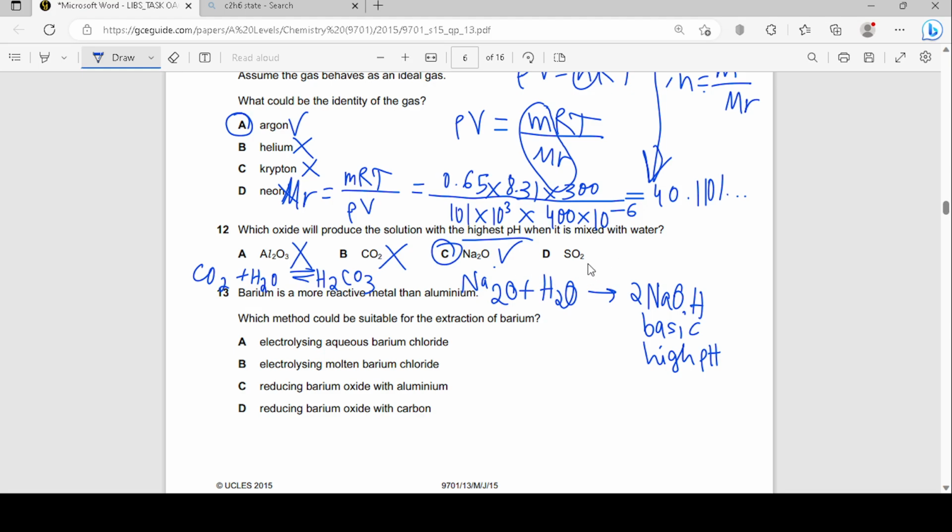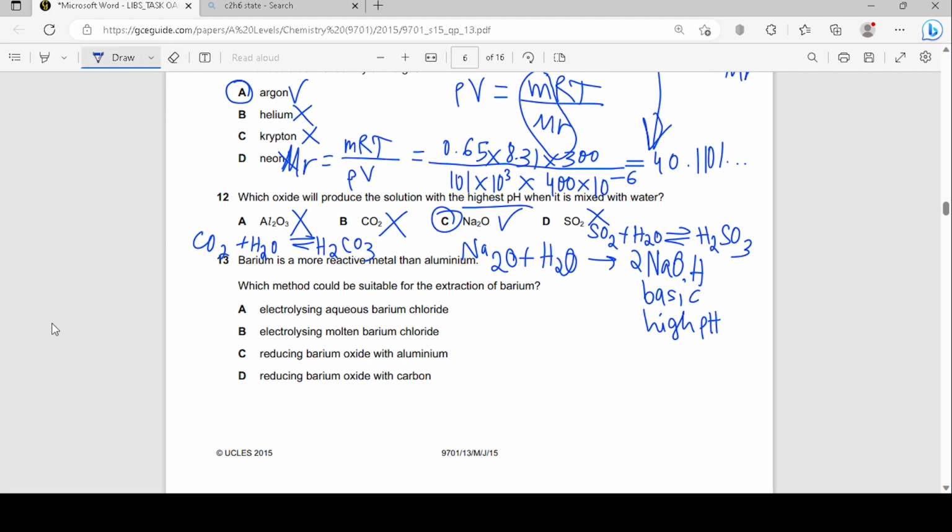If I look at SO2 as well, SO2 plus H2O again gives you a weak acid, which is H2SO3. Again, an acid. So if you compare an insoluble substance, two acids and a base, obviously the base is going to be the one with the highest pH, right? So my answer is C.